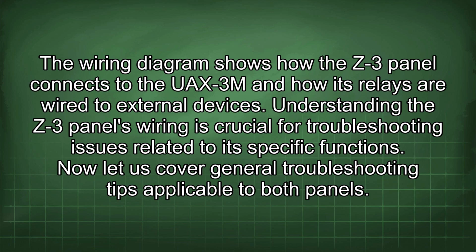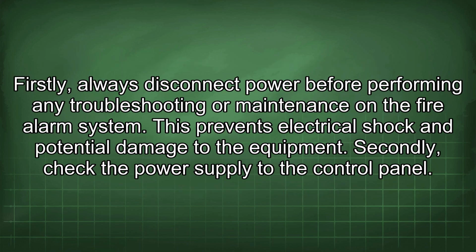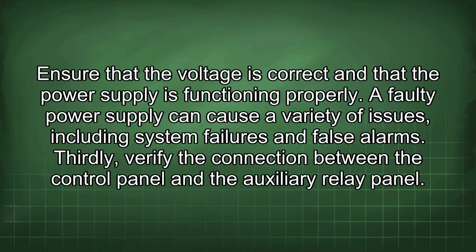Now let us cover general troubleshooting tips applicable to both panels. Firstly, always disconnect power before performing any troubleshooting or maintenance on the fire alarm system. This prevents electrical shock and potential damage to the equipment. Secondly, check the power supply to the control panel. Ensure that the voltage is correct and that the power supply is functioning properly. A faulty power supply can cause a variety of issues, including system failures and false alarms.